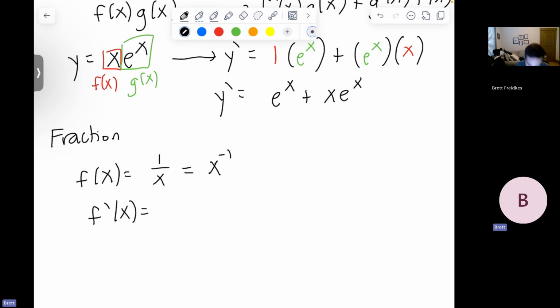I will multiply by the exponent and then subtract 1 from the exponent. And that is the derivative of that function.